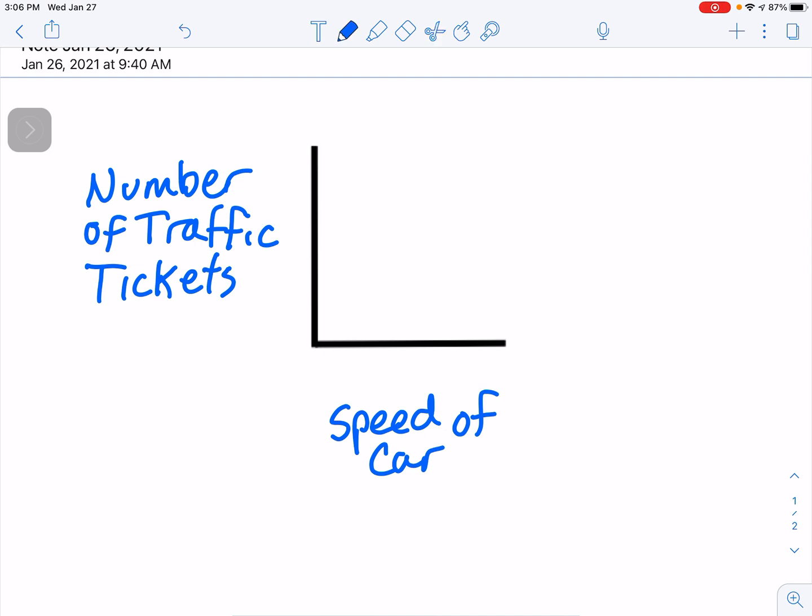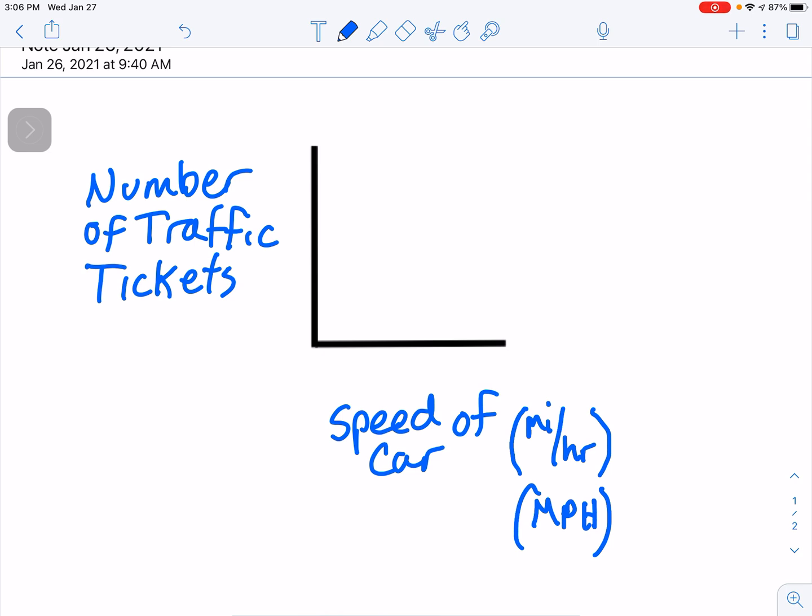So one last thing I want to talk about, or a couple of last things, is you want to put units whenever you have something that can have units. So the speed of a car, well, we would measure that in miles per hour, okay? Or you could use mph if you wanted. And then the number of traffic tickets, does that really need a unit? Because it's just a count of something. So actually, this one doesn't need a unit. We would just add them up, and that's it.